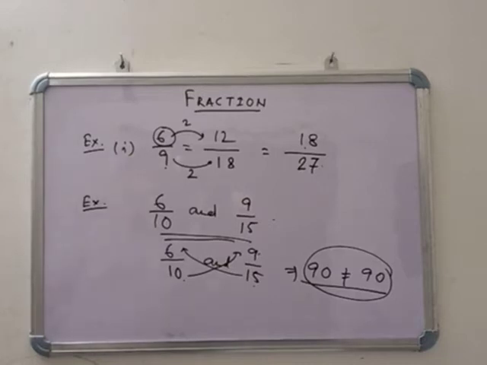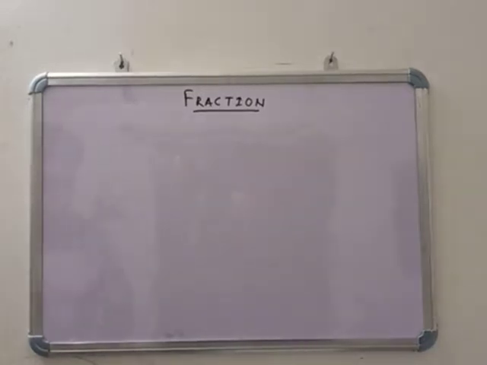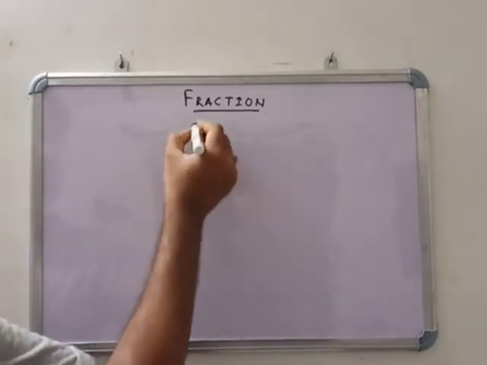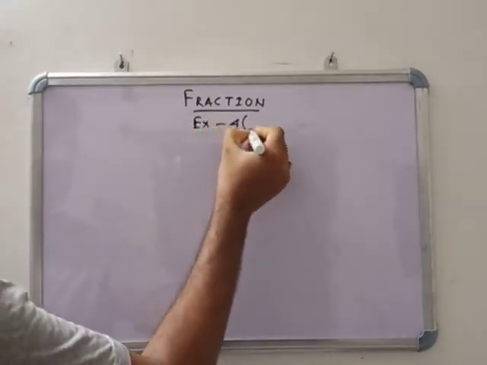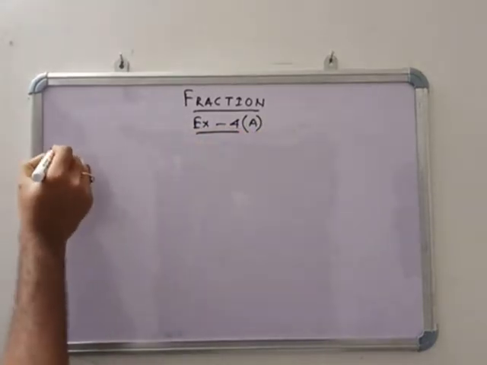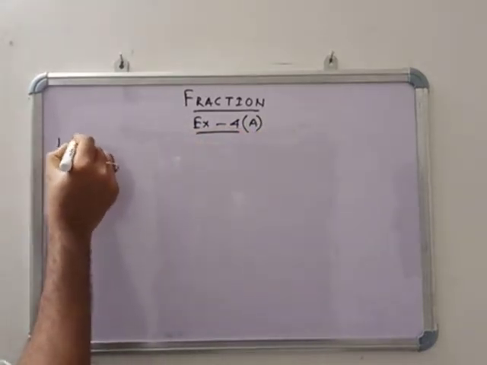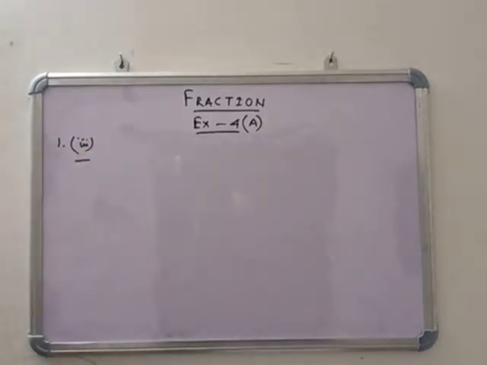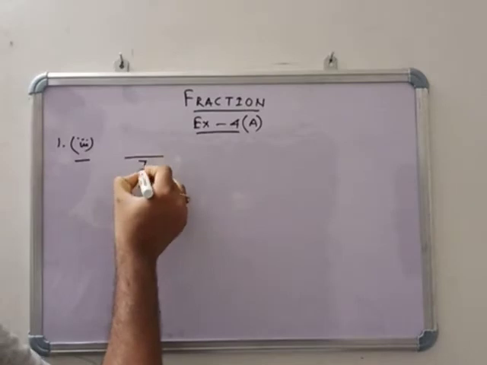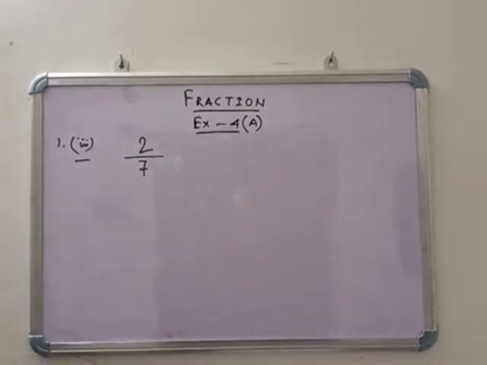Okay, so now we are going to the exercise. In exercise 4a, see that one figure is given, and in the figure 2 portions are shaded and 5 others are not shaded. So you have to find the fraction. See the total number: 1, 2, 3, 4, 5, 6, 7. So 7 is the total number and 2 are shaded. So 2 by 7 is the fraction.